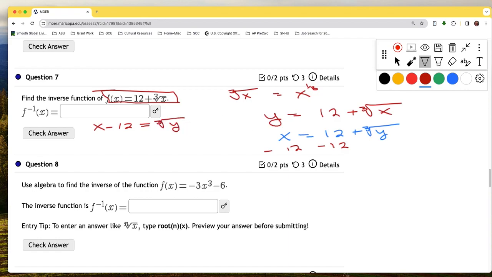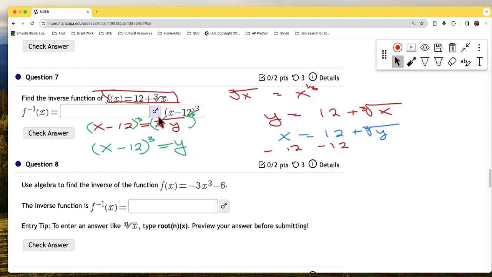equals cube root of y. And the inverse of a cube root is a cube, a 1/3 power. So we take each side to the 1/3 power. These two are inverses, so they cancel each other out. Y is now equal to x minus 12, all raised to the 1/3 power. So that's what goes up here, and we'll click on the answer and see that it's x minus 12 to the 1/3 power.